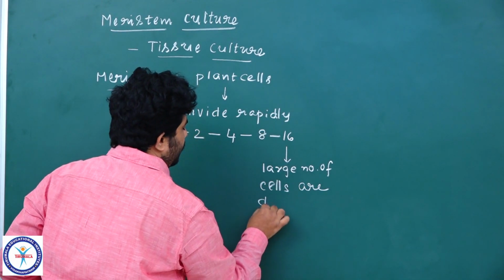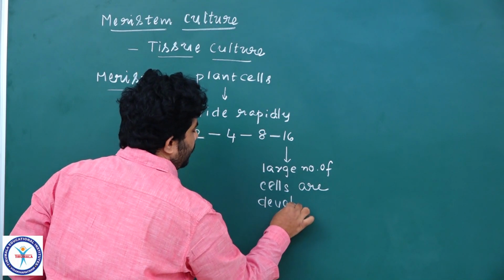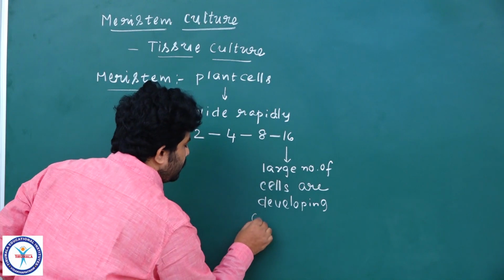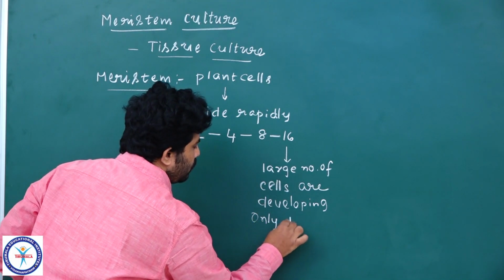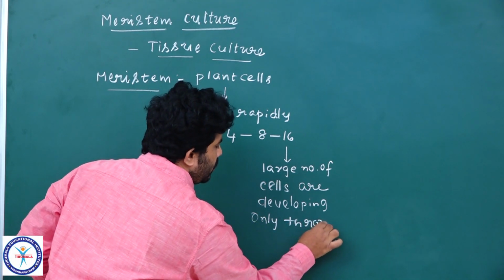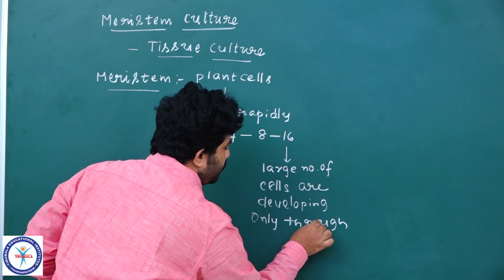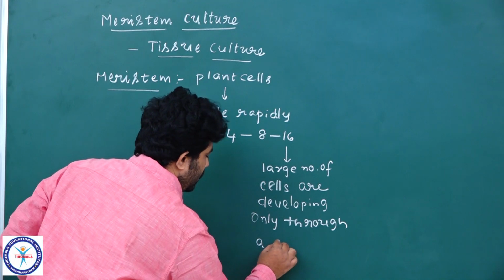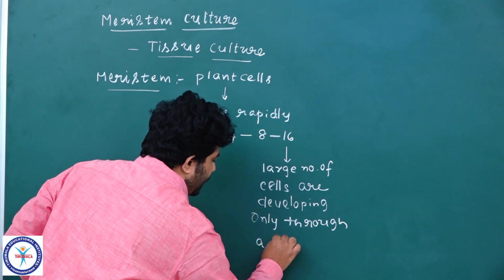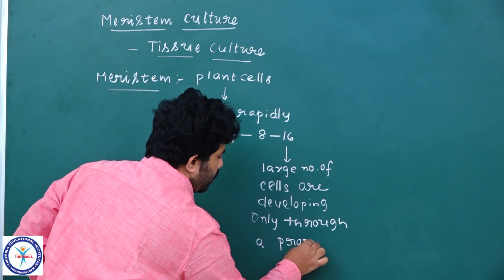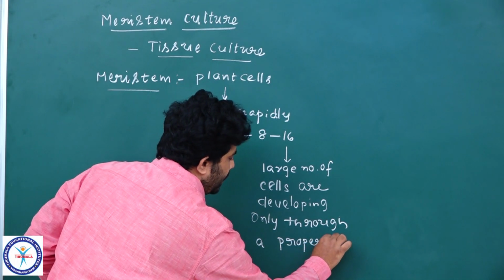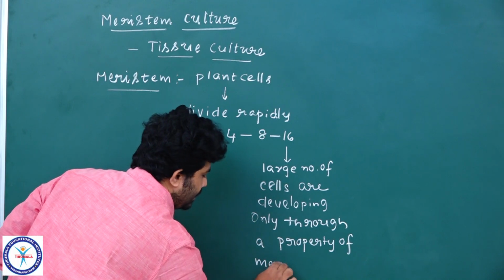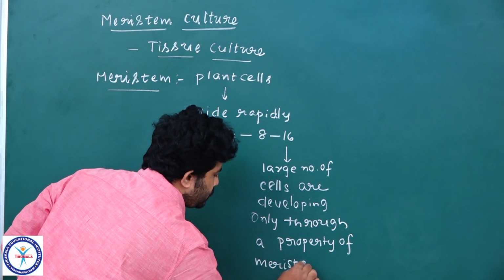Large number of cells are developing only through the property of meristem. What is it? Meristem. Please note down, students.